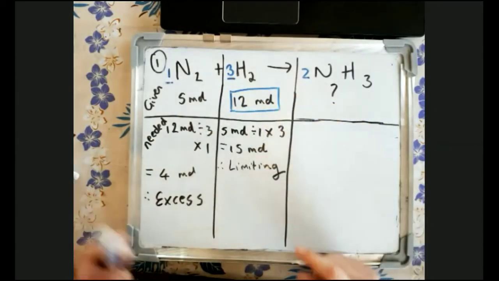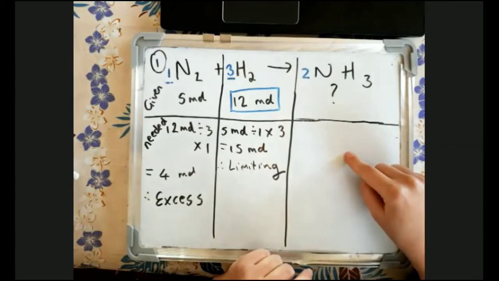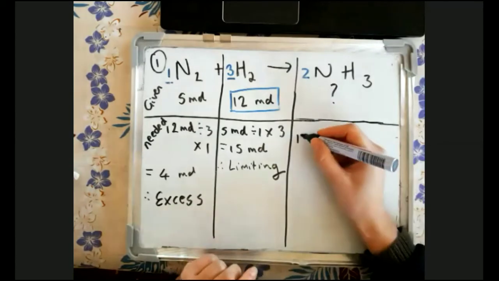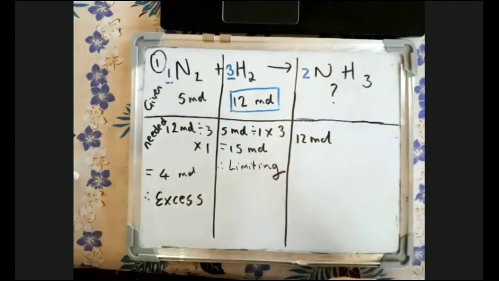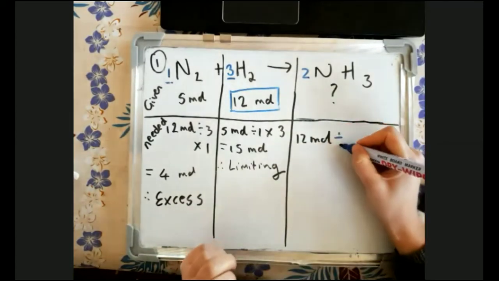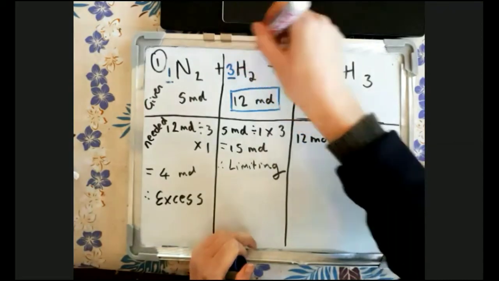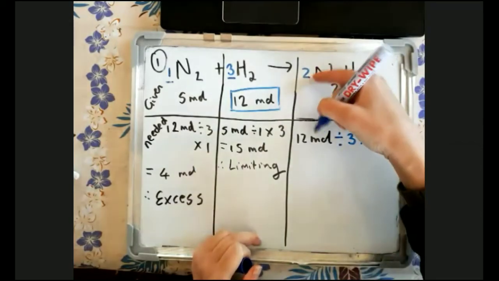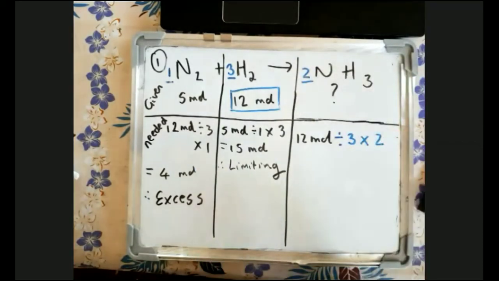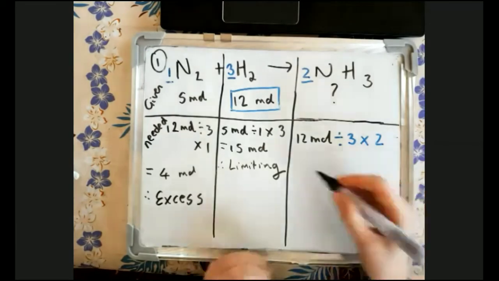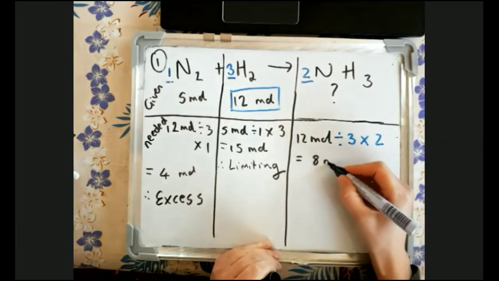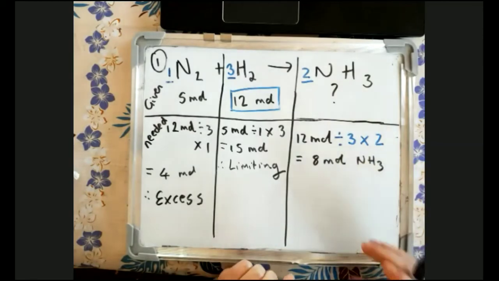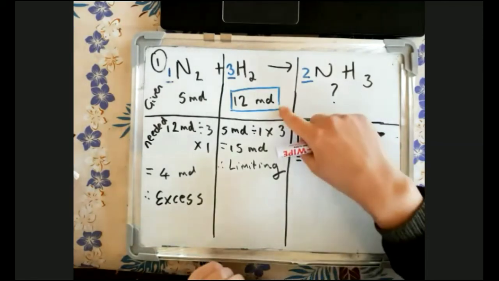Okay. Now the question is to work out how much product I form. So I always use the given of the limiting reagent. So I go 12 mole. Again, use colors and things here to help yourself. Divided by 3, because I'm going from the hydrogen to the ammonia. So divided by 3, multiplied by 2. Divided by 3 gives me 4, multiplied by 2 gives me 8 mole of NH3. So that's how many moles of NH3 would form if I gave you 12 moles of H2.